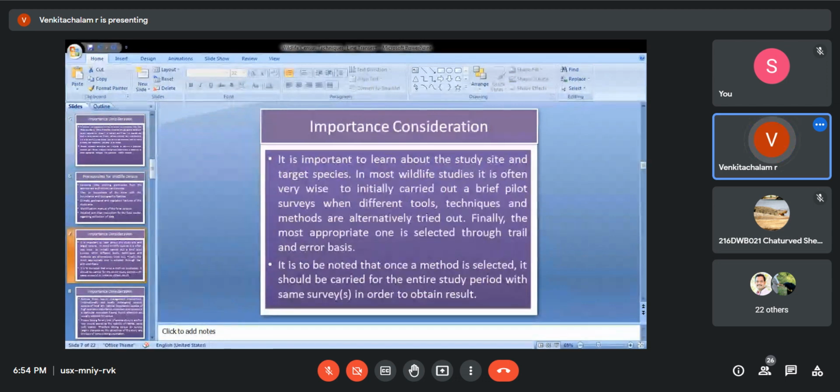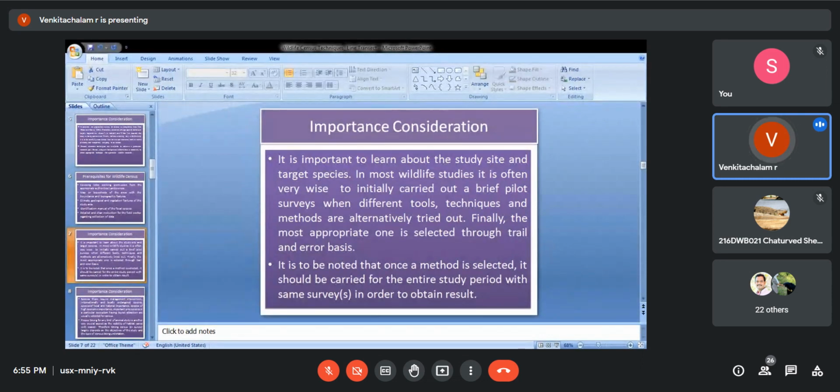And it is important to learn about the study site and the target species. We should be very, very clear about this. With most wildlife studies, it's often very wise to initially carry out a brief wildlife survey, when different tools, techniques and methods are alternatively tried out. Finally, the most appropriate one is selected on a trial and error basis.